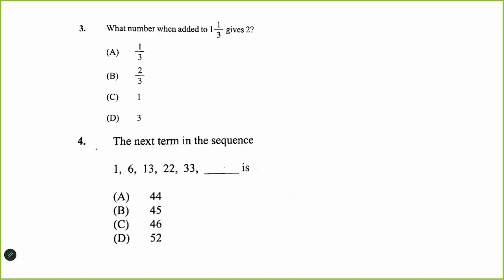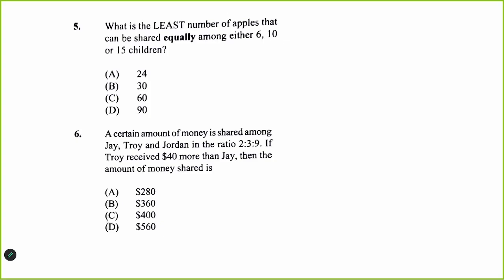Right? Repeated question. Number 1 added to 1 gives you 2. We know that is 2. This one is our next repeated question. This was add 5, add 7, add 9, add 11, and then you had to add 13 to this, and you would have gotten 46. What is the least number of apples that can be shared? This is the LCM of 6, 10, and 15. We know that was 30.